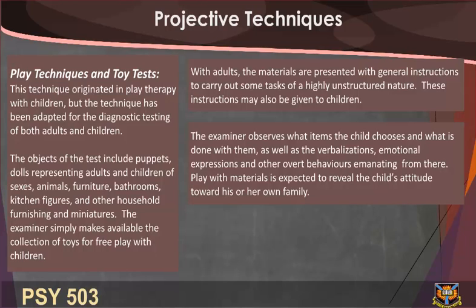The examiner observes what items the child chooses and what is done with them, as well as the verbalizations, emotional expressions, and other overt behaviors emanating from there. Play with materials is expected to reveal the child's attitude towards his or her own family.